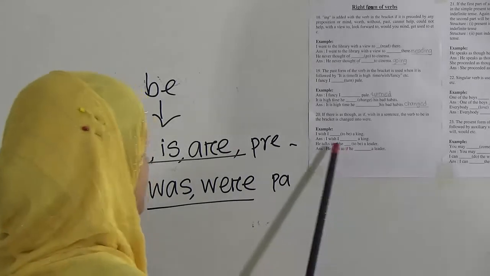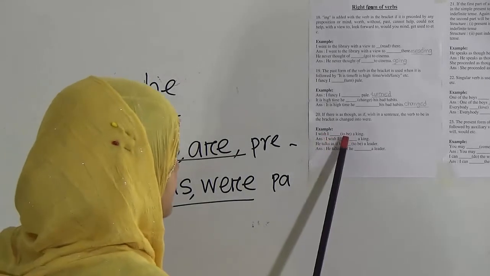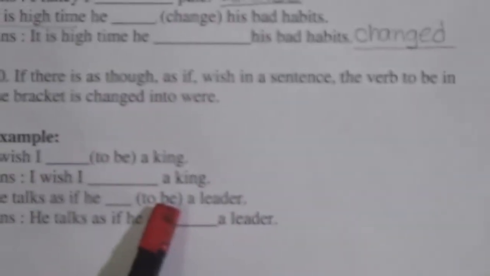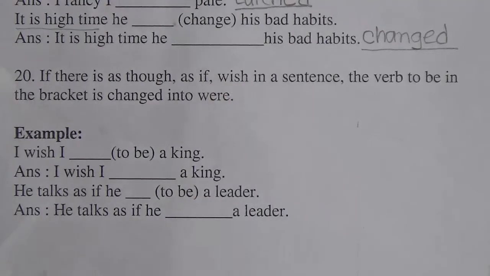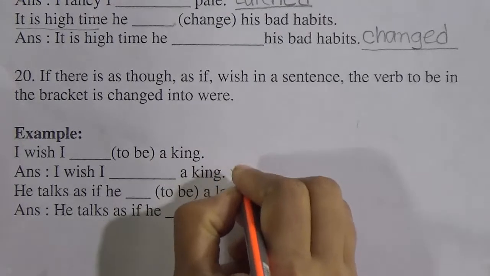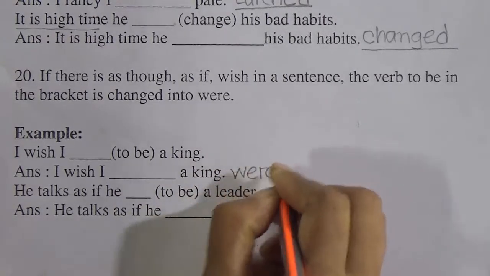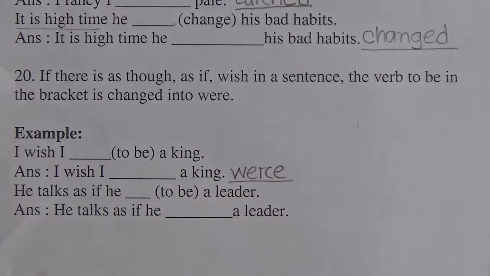So look here what you have to use. I wish I dash to be a king. You don't have to think about am, is, are, was, were, because if we find as though, as if, or wish, then directly you will use were. So in the gap you have to write were. I wish I were a king.